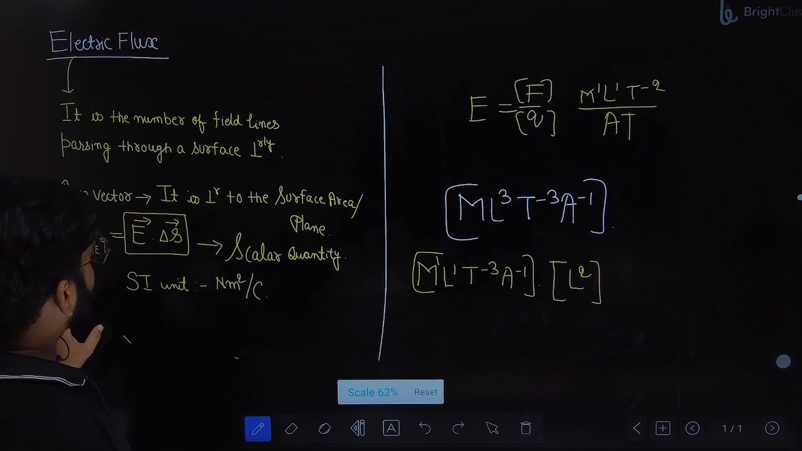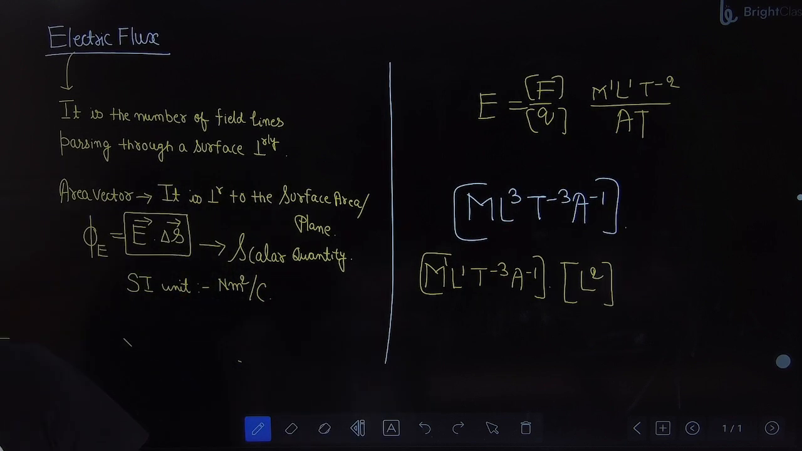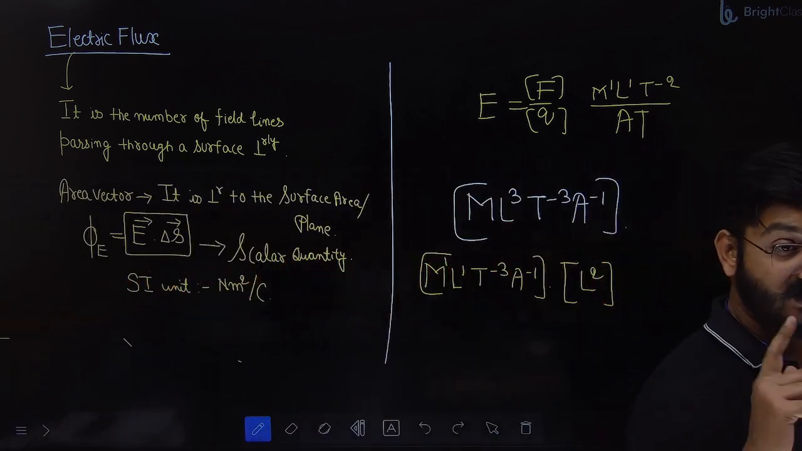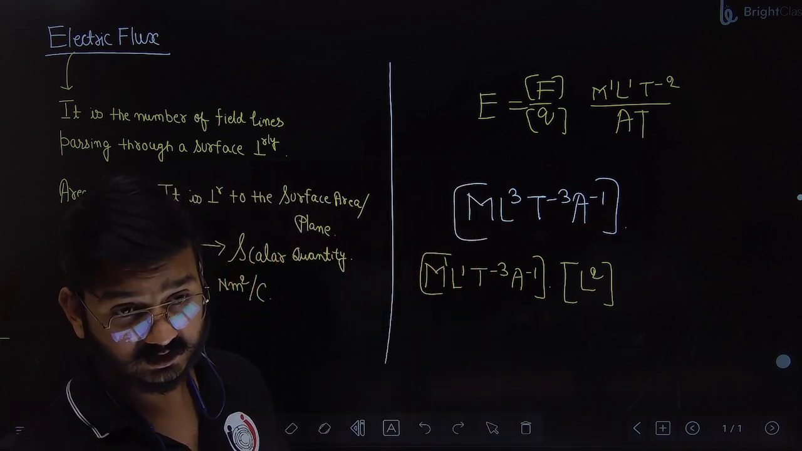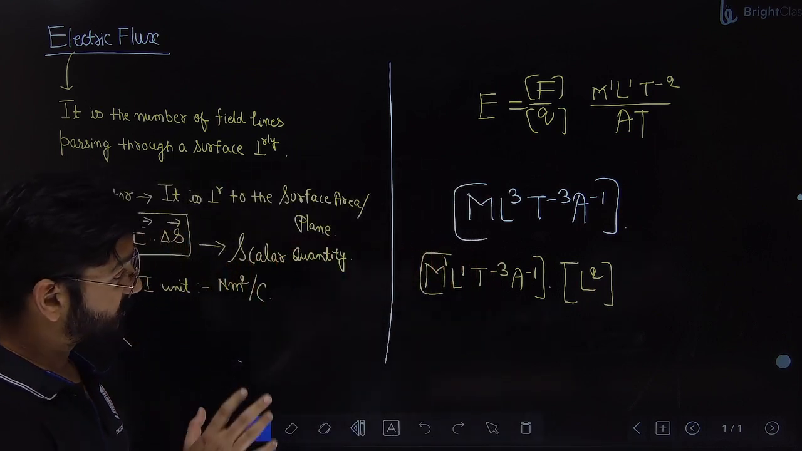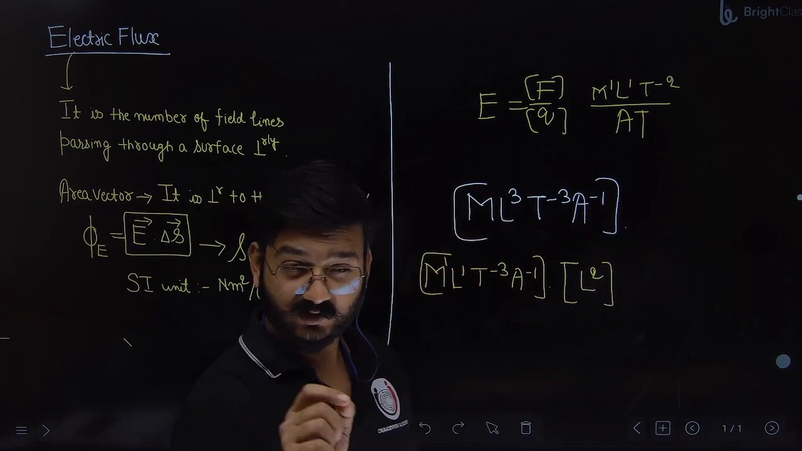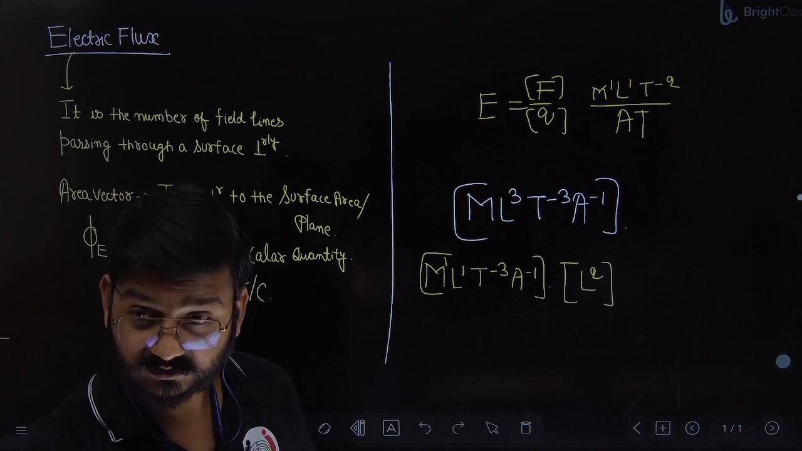So the electric flux definition is clear: scalar quantity, SI unit, dimensional formula, area vector. Area vector is not the same as area. Area vector is perpendicular to the area. Why am I repeating this? Because in the numericals we are going to do, this mistake happens. The angle mentioned in the question will be with respect to the area.